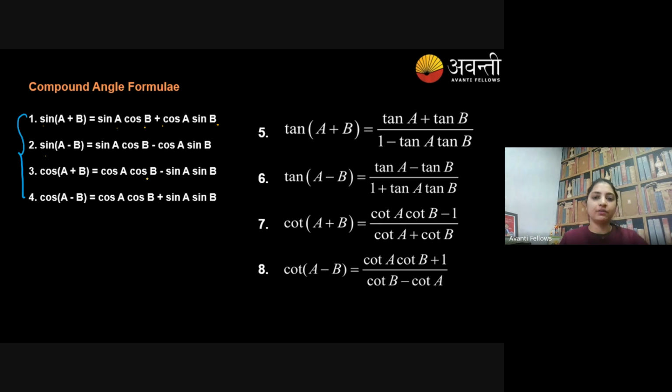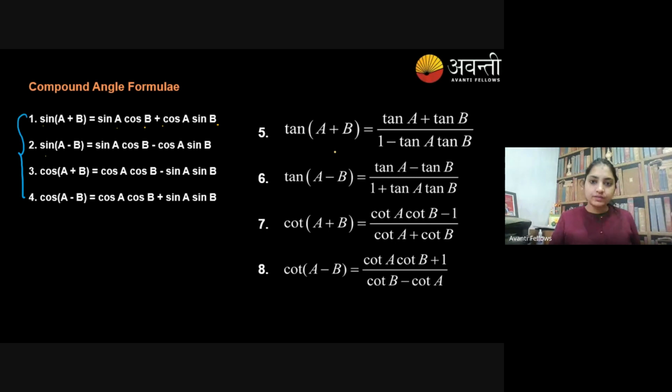Then we have the formula for tan A plus B. It's tan A plus tan B over 1 minus tan A tan B. Tan A minus B is tan A minus tan B over 1 plus tan A tan B. And remember, these two formulas are very important. Whole trigonometry will revolve around these formulas. I will try my best to make you learn minimum formulas. I never recommend students to learn formulas by rote. Clear? Never ever. So these six formulas are to be kept in your mind.